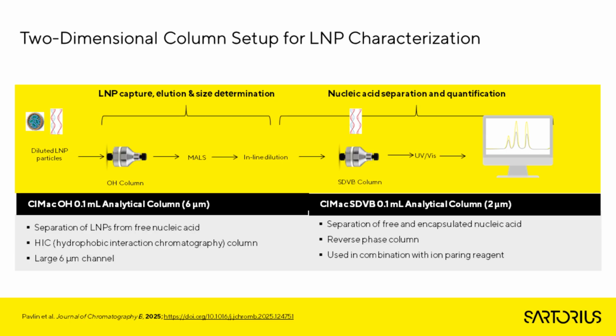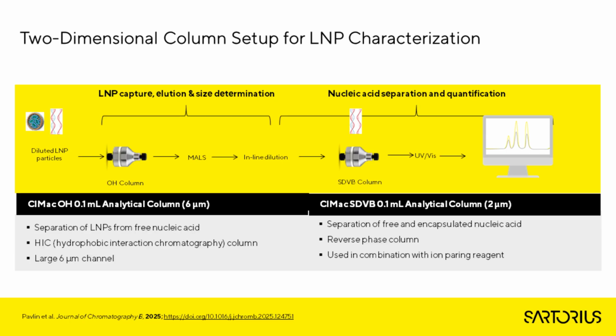This detector is capable of measuring 9 different light scatter angles and is used for determination of particle size, or the size of LNPs. And then we have the second detector, a UV visible detector, which is used for determination of nucleic acids. What is also important here is that there is no need for any sample pretreatment.